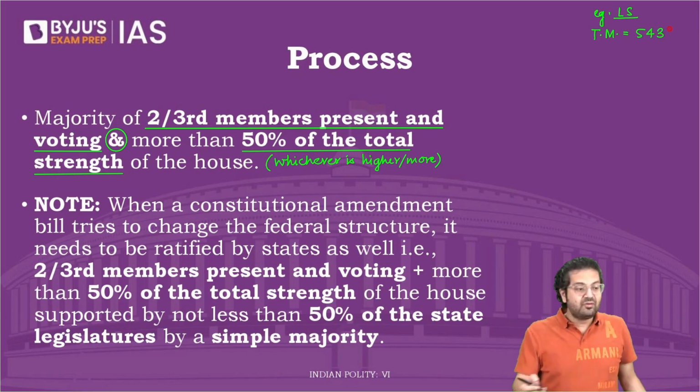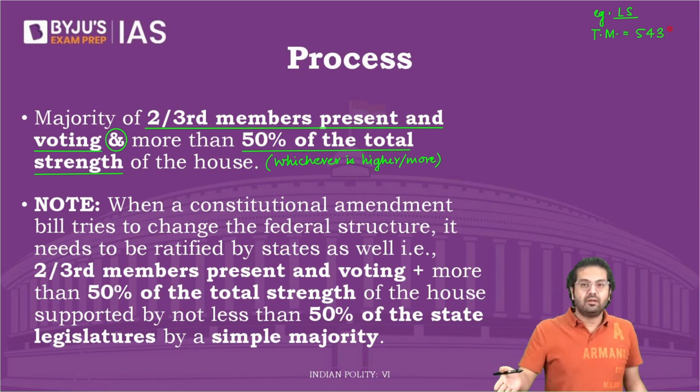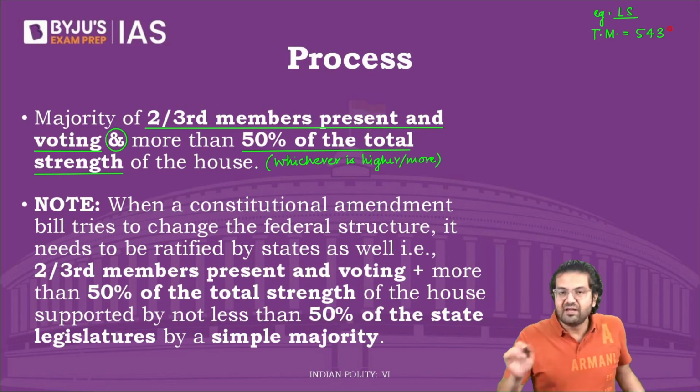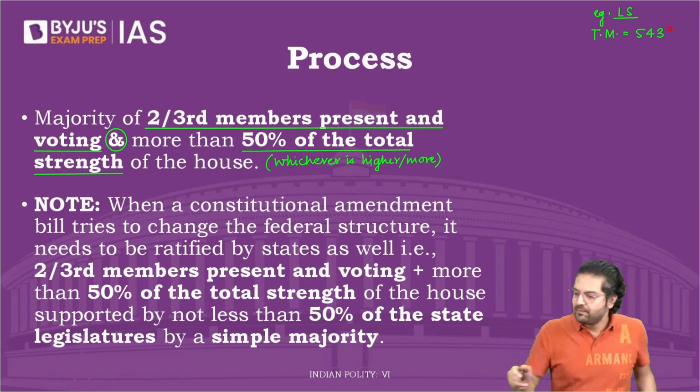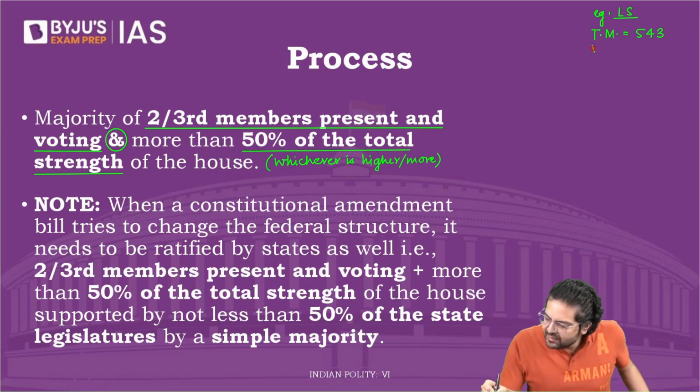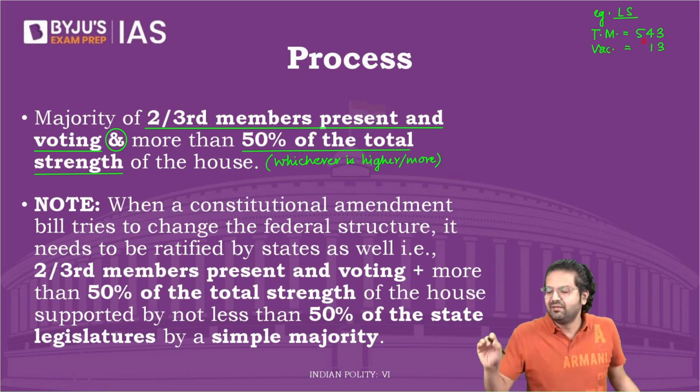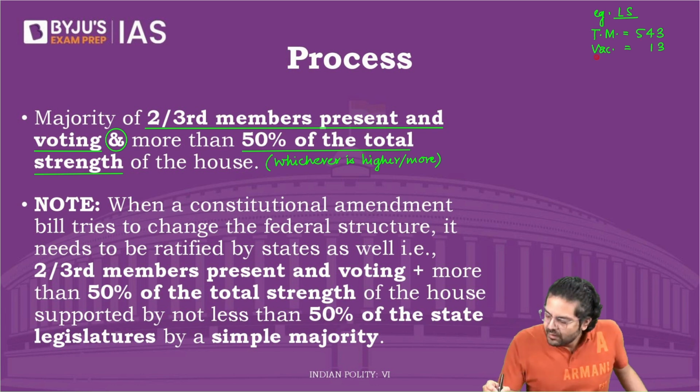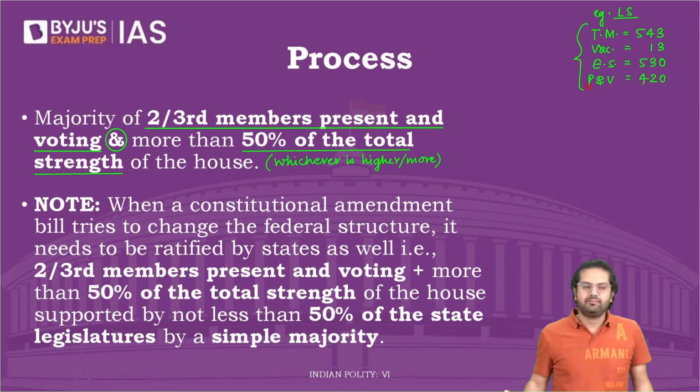543. I was surprised to see somebody mentioning it's 545 today. It's 543, not 545. Then let's assume there is some vacancy. Say 13 seats are vacant, 13 MPs are dead. Now, this would mean effective strength would be 530. And on any given day, say 420 people have come and they are voting. All of them are voting.